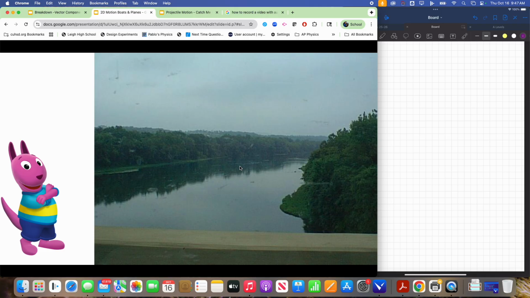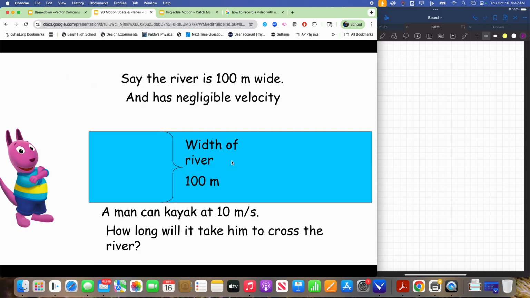So we want to assume we need to cross the river. So if the river is 100 meters wide and has negligible velocity, like maybe the water's not moving, how long will it take him to cross the river? So the river's width is 100 meters, and we're going to use distance equals velocity times time, which is what we learned in Unit 1. Then we're just going to solve for time and plug in the 100 meters and 10 meters per second, and so that's 10 seconds.